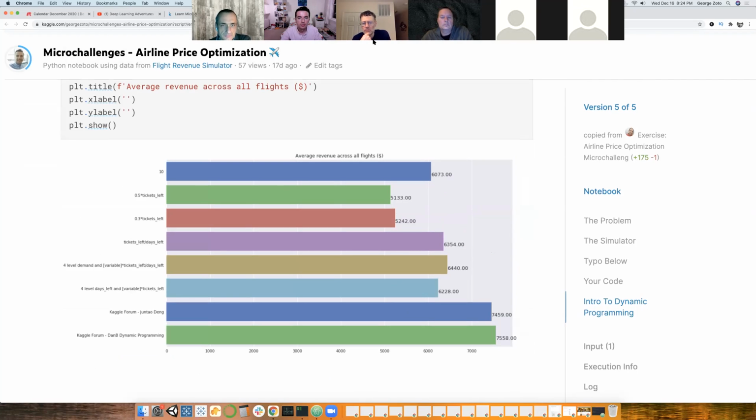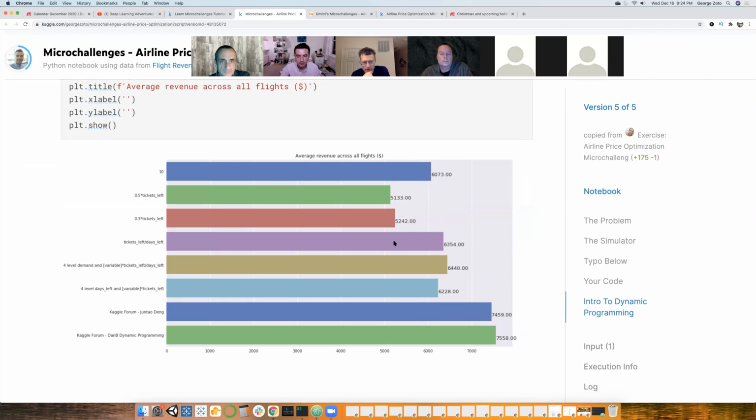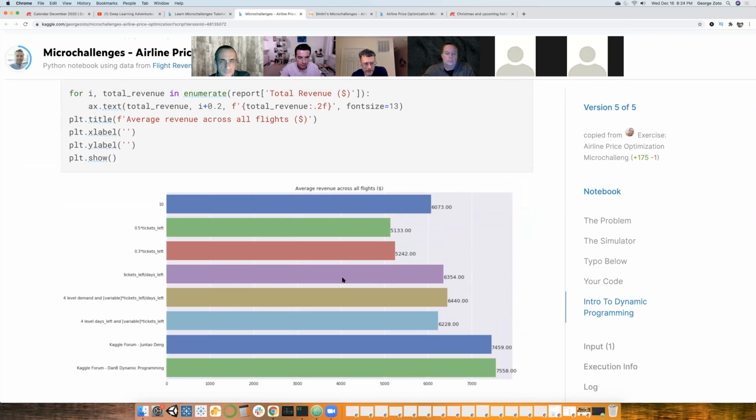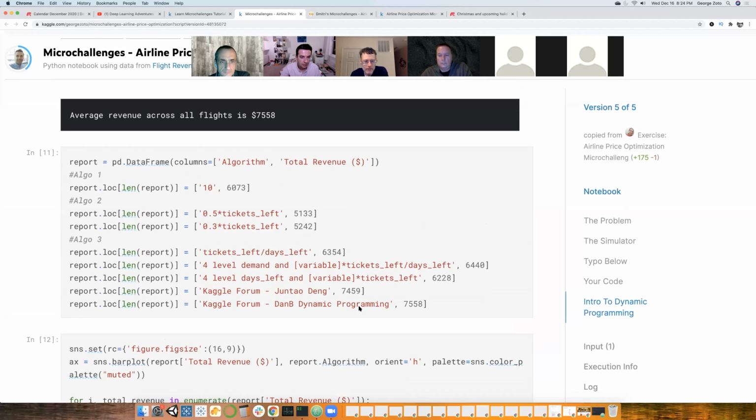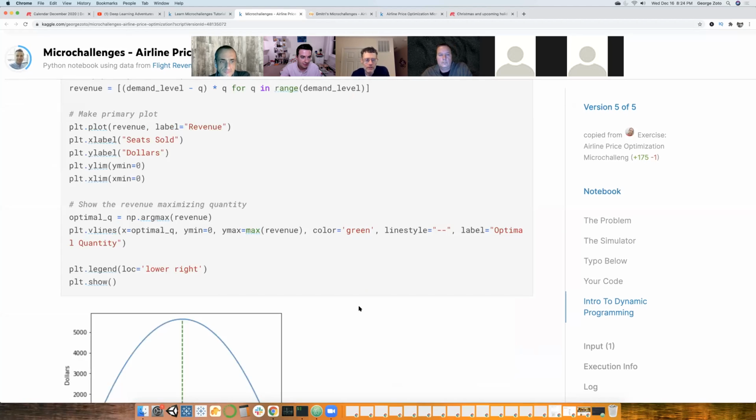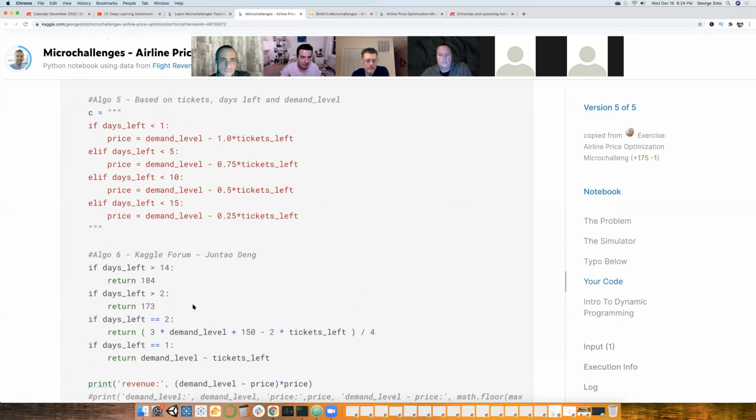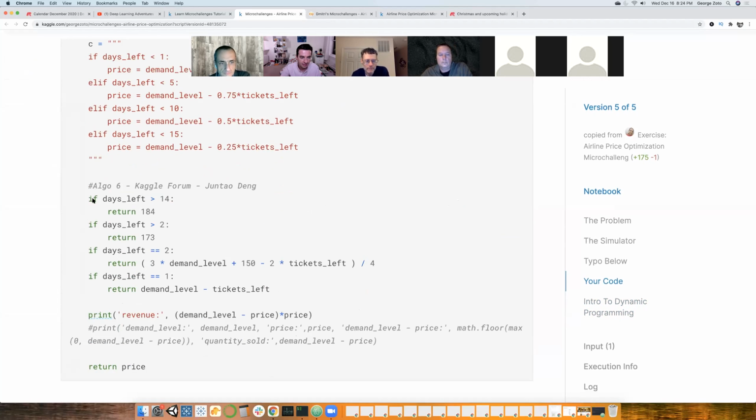Okay, cool. It is interesting though how the very simple heuristic from Juntao Deng really only misses it by $100 there. And his approach, let me go back to it. There are a lot of heuristics like that on the Kaggle forums, like a combination of days left, or it was mainly on days left. And what is this formula? Where did that come from? Yeah, that was interesting.